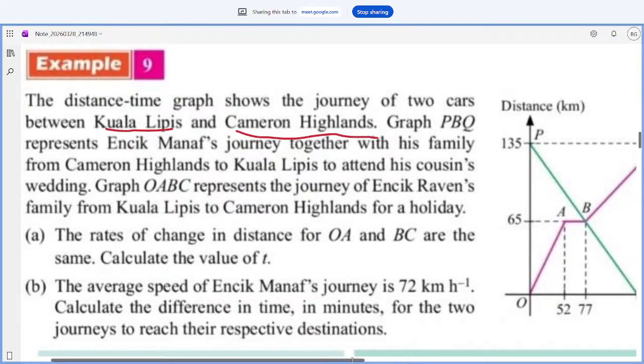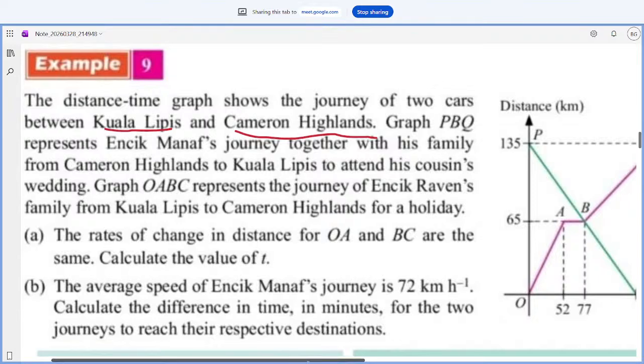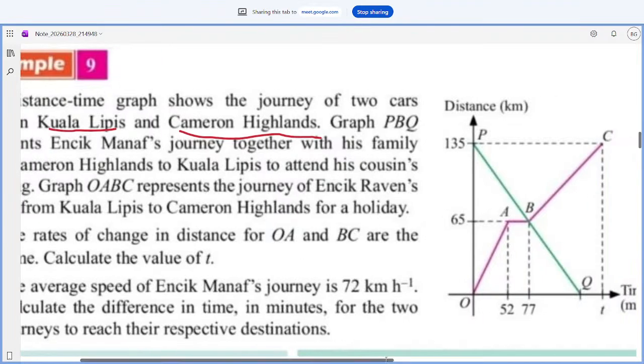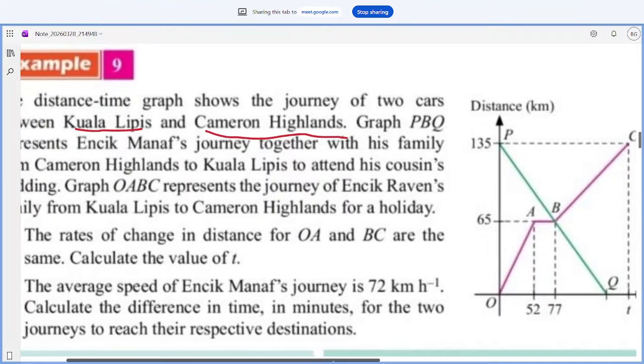So, guys, Cameron Highlands. You guys pernah pergi tak Cameron Highlands? All of you. Have you guys been to Cameron? The rest, yang lain pernah pergi tak Cameron Highlands? Yes or no? Oh, not many, yeah? Okay, never mind. It's okay.